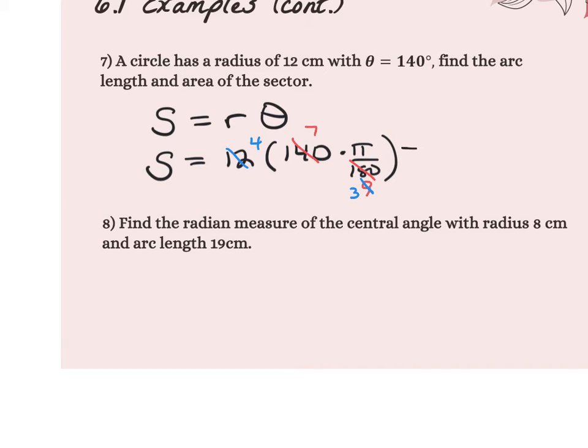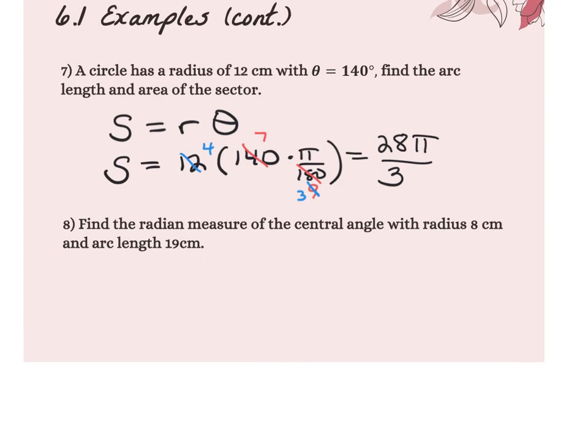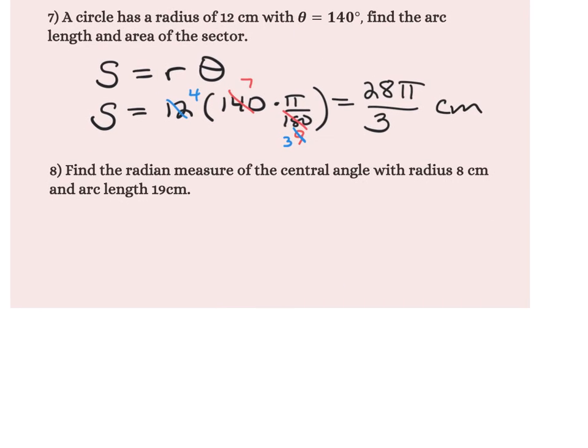So exact answer, 4 times 7, 28 pi over 3. If it says using your calculator and using your pi button, and these are centimeters, you can also say that 28 times pi divided by 3 is 29.32 centimeters. If it said to round to the nearest hundredth.